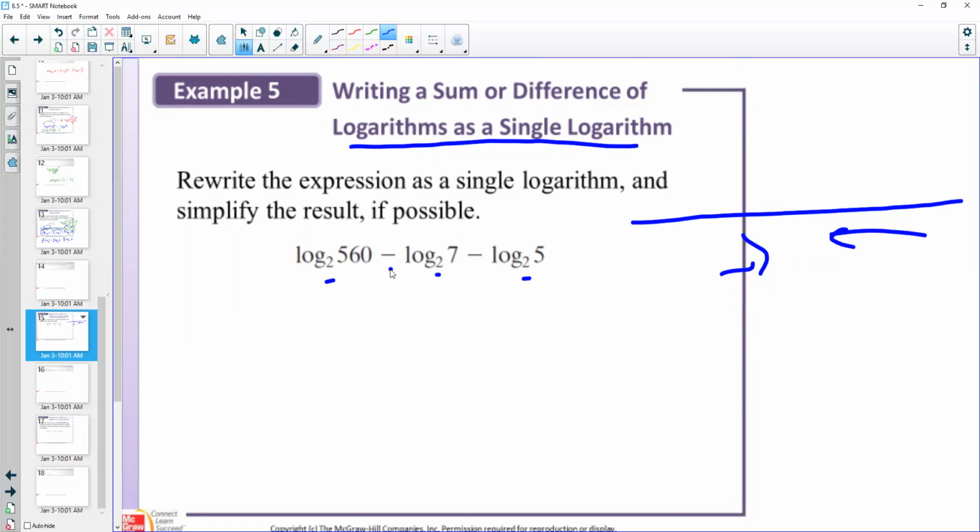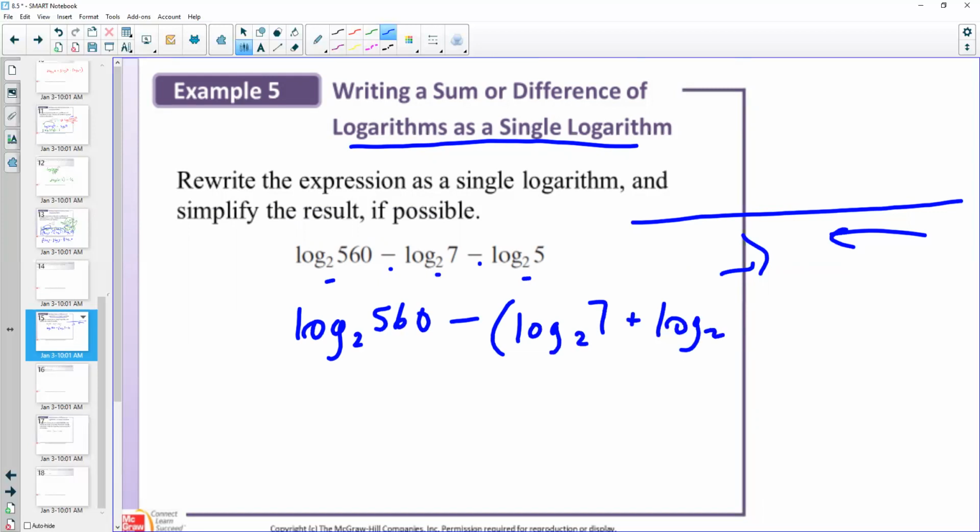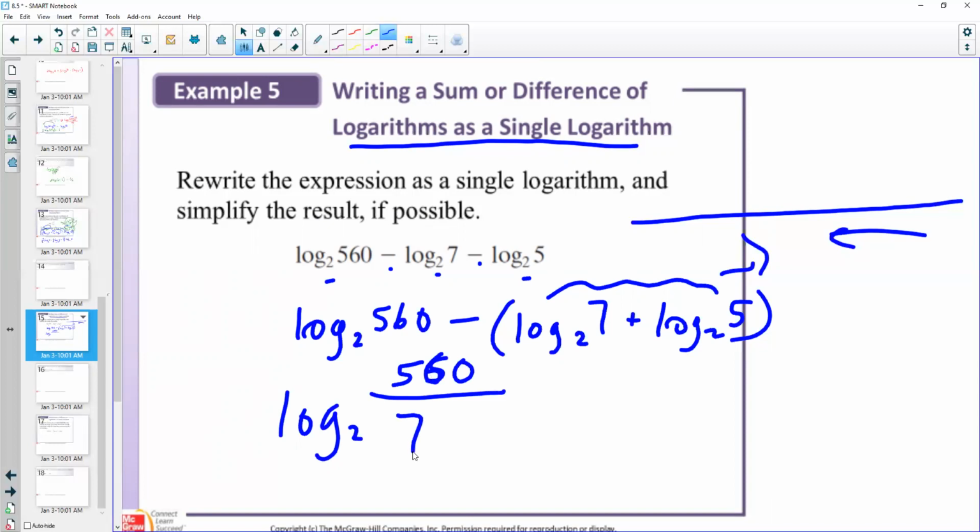The first thing I see is 2 minuses in a row. So I'm actually going to say log base 2 of 560, I'm going to factor out that minus and make this a plus inside. Log base 2 of 7 plus log base 2 of 5. This sets me up for this being my denominator. So now I'm going to make one log, because that's the idea here, one log of 560 divided by 7 times 5.